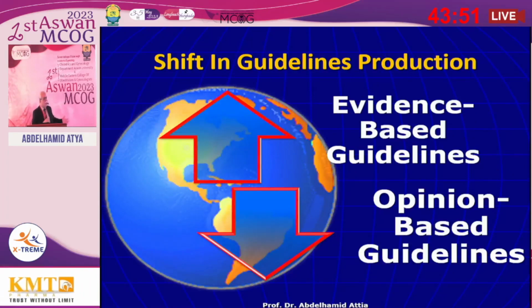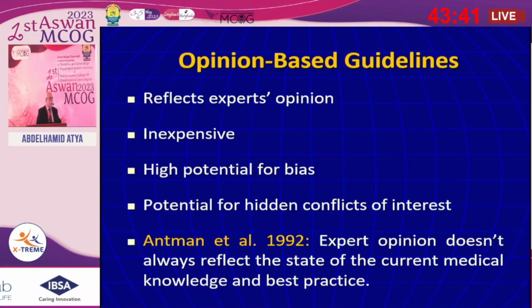From long ago, we used to have opinion-based guidelines, but the whole world has shifted currently to what is known as evidence-based guidelines. These opinion-based guidelines were only reflecting the expert opinion. They were inexpensive in their generation, but they had a very high potential of bias and hidden conflict of interest. And Antman et al. in 1992 discovered that the expert opinion does not always reflect the state of the current medical knowledge and the best practice.